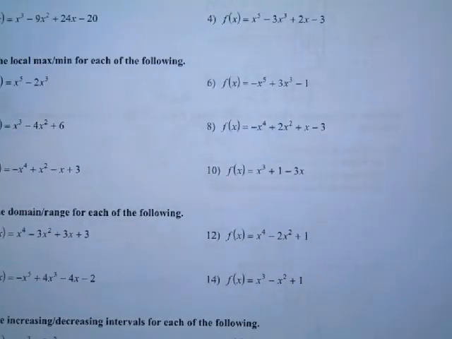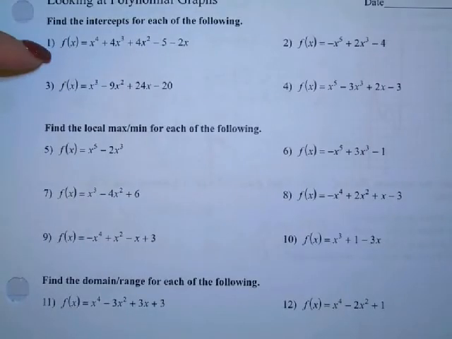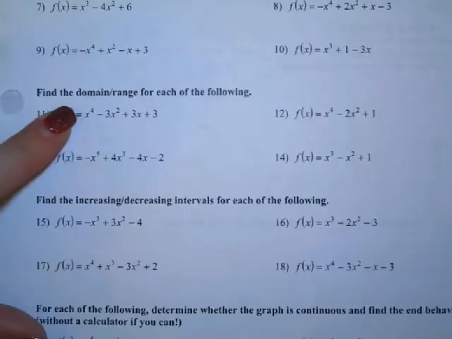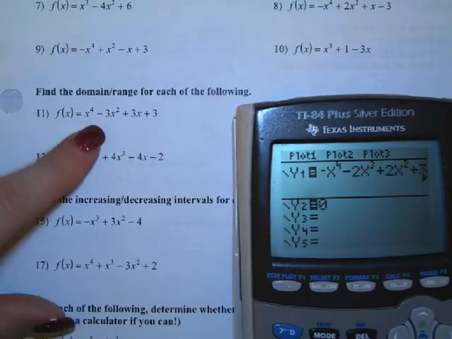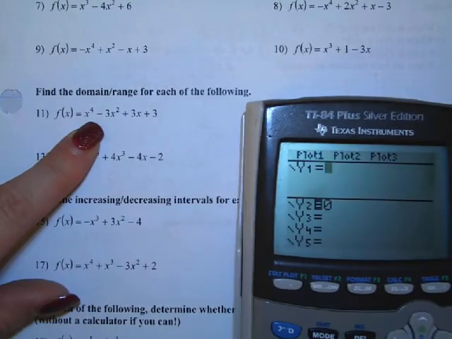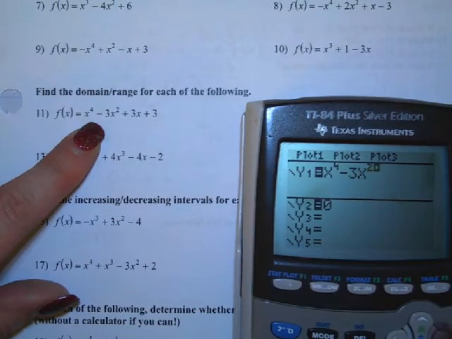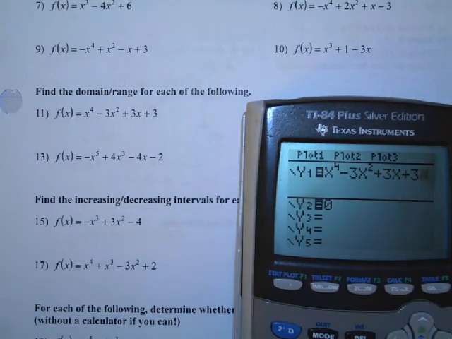All right. Okay, so I think finding intercepts is going to be really easy for you guys. I'm not too worried about that. Let's go ahead and hop down to find domain and range, because it takes more than meets the eye, I guess, to do the problems. So I'm going to do number 11, x to the 4th minus 3x to the 2nd plus 3x plus 3.